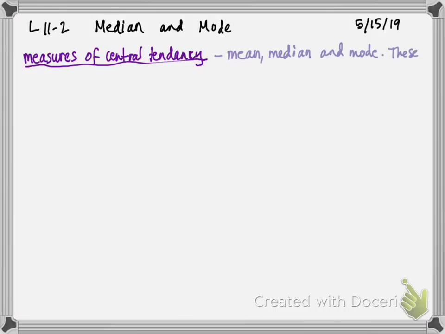These values represent average, but from different views. So you remember from the video from yesterday, mean is a mathematical average. You add all the numbers up and you calculate what number mathematically would be the number in the middle. Median is the first one we're going to talk about today.